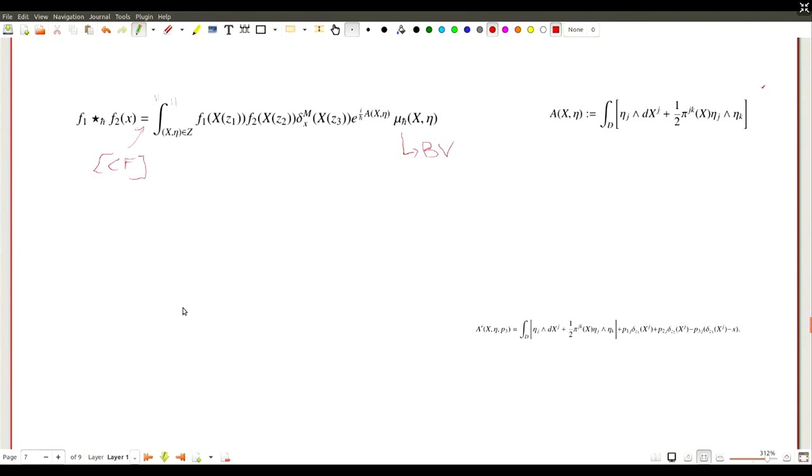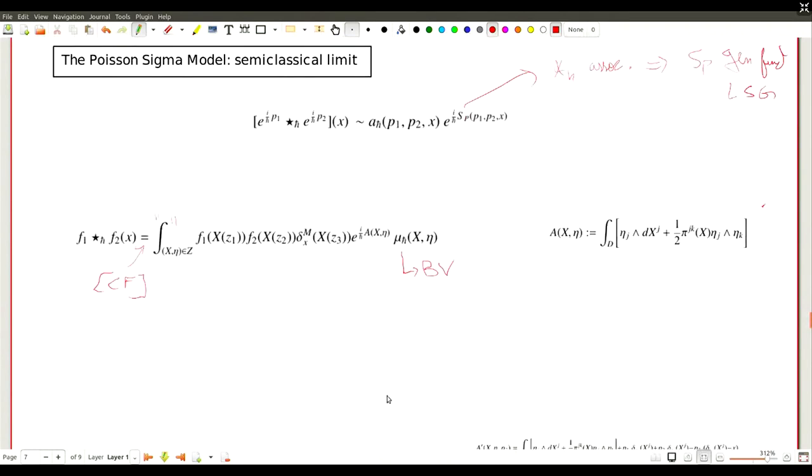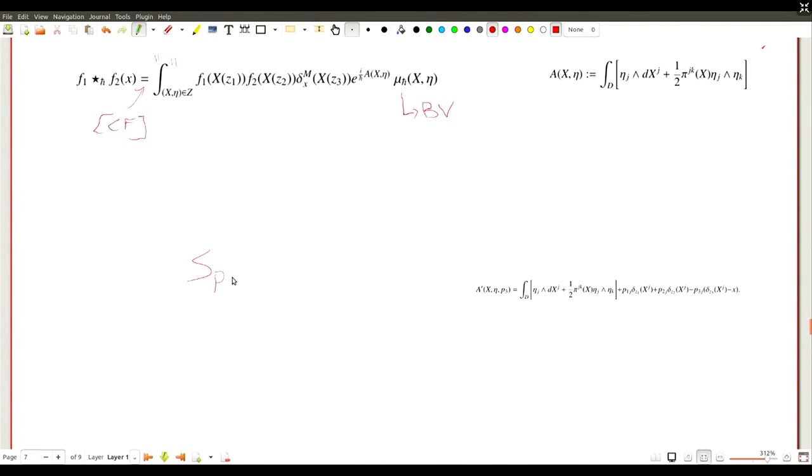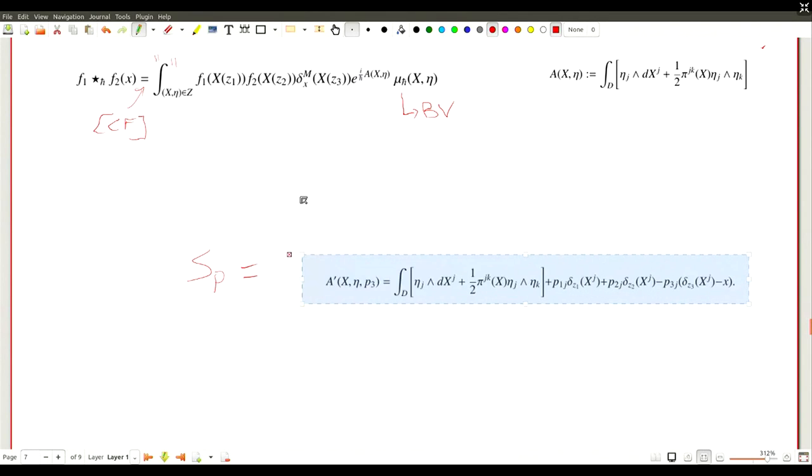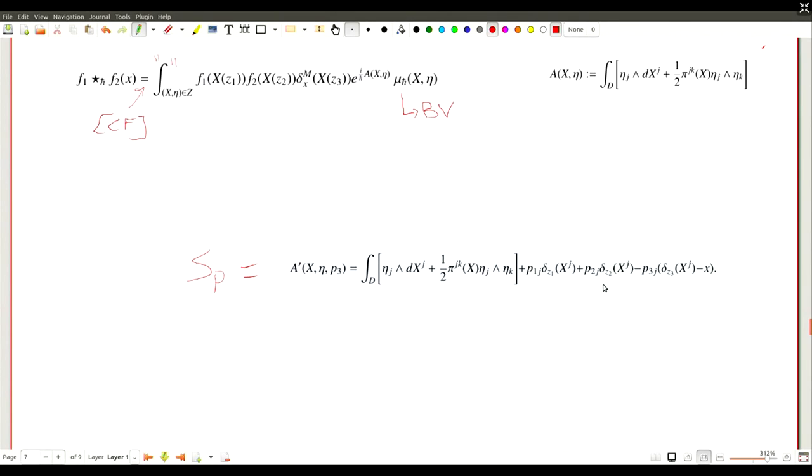what you arrive at is that the leading term here is given by this modified Poisson sigma model action, which now has these source terms. These are delta functions evaluating the field at that point. Oh, I forgot to say that these x and eta are fields defined on a disk, and these three points, z1, z2, z3, are three points on the boundary.